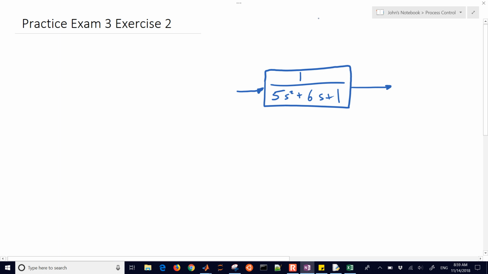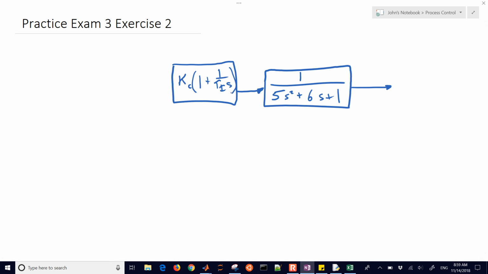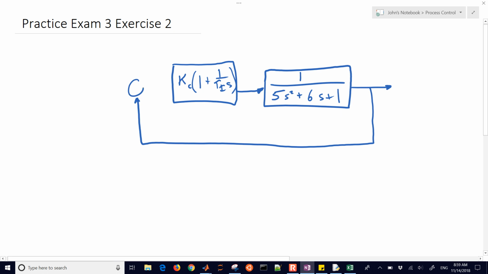Okay, and then we also have a PI controller. This is going to be our PI controller, and the transfer function for a PI controller is going to be Kc times 1 plus 1 over tau I s. Okay, I'll derive that later, how we came up with that. And then we're going to have a feedback control system, okay, with a set point, and also our response.